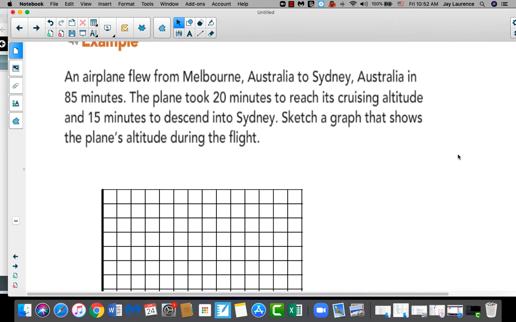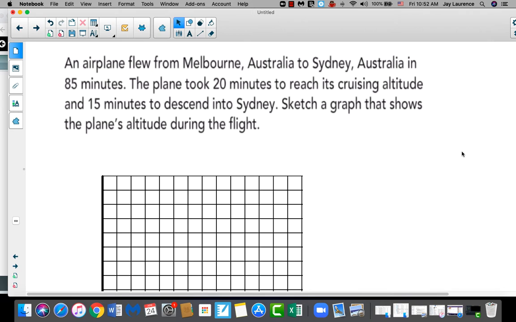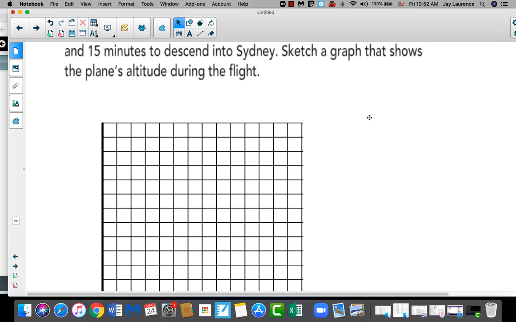So now let's see if we can do this problem. An airplane flew from Melbourne, Australia to Sydney, Australia in 85 minutes. The plane took 20 minutes to reach its cruising altitude, 15 minutes to descend to Sydney. Sketch a graph that shows the plane's altitude during flight.